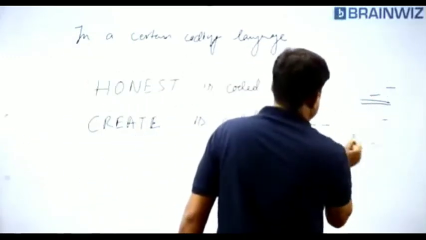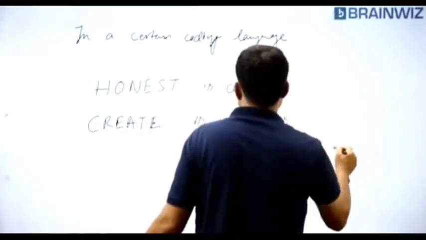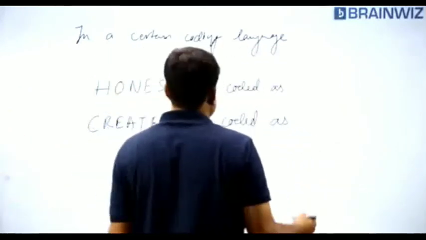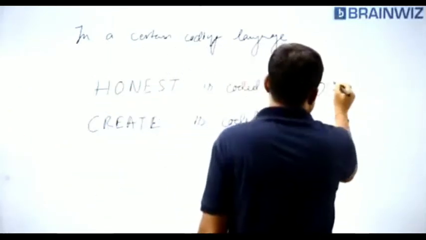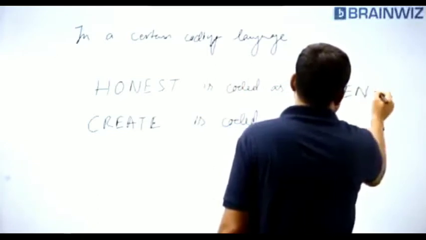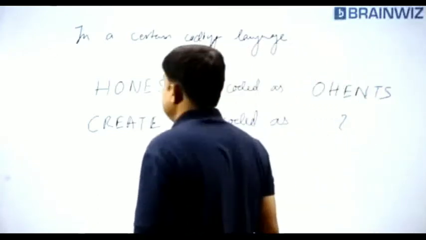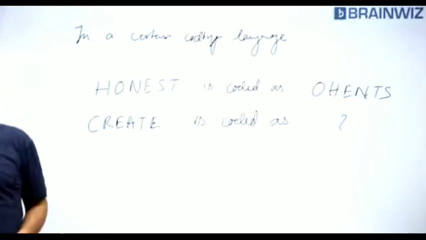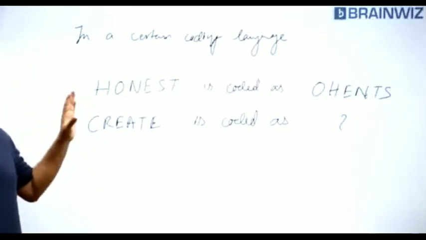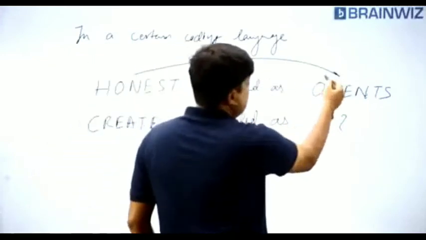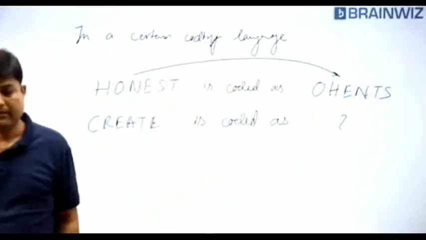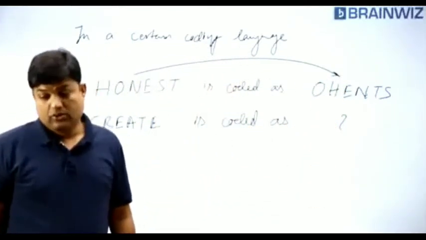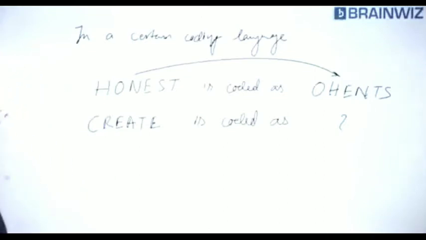In a certain coding language, I'm teaching you once again, everybody on the screen now. In a certain coding language, honest is coded as O-H-E-N-T-S. How is the word create coded? Following? You all know that here. Are you finding the same letters of the word honest or not? That you have to keep in brain.